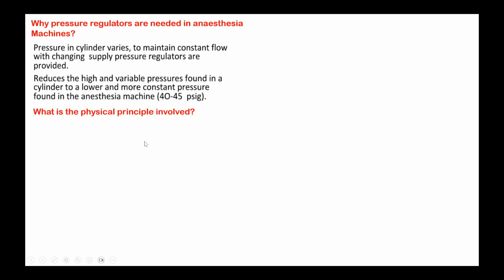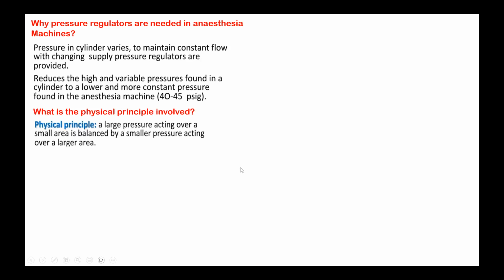machine. And what is the physical principle involved in the working of the pressure regulator? How do they reduce such high pressures into the tolerable 14 to 15 psi pressure? What is the mechanism? It is by a simple physical law. Okay, a large pressure acting over a small area is balanced by a small pressure acting on a larger area.